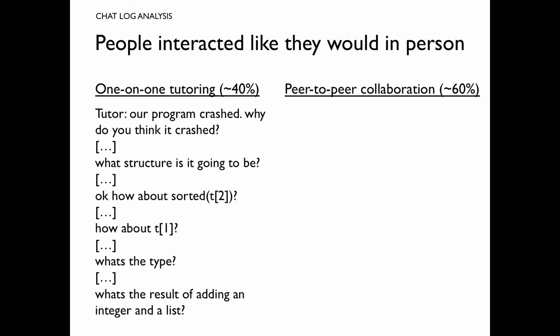The tutor says, "Our program crashed. Why do you think it crashed?" And the learner says something, and the tutor says, "What structure is it going to be?" And the tutor says, "Okay, how about sorted T2? How about T1? What's the type? What's the result of adding an integer in a list?" So this is an example of a really good tutor who's using a Socratic questioning method to try to get the learner to isolate their problem.